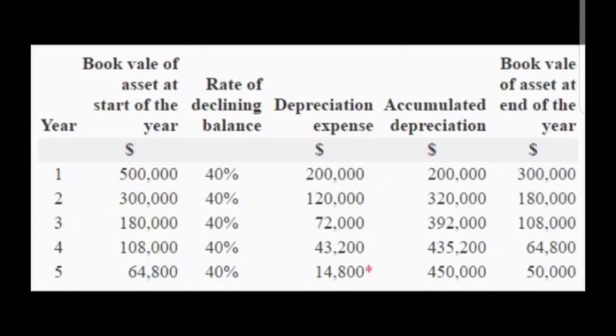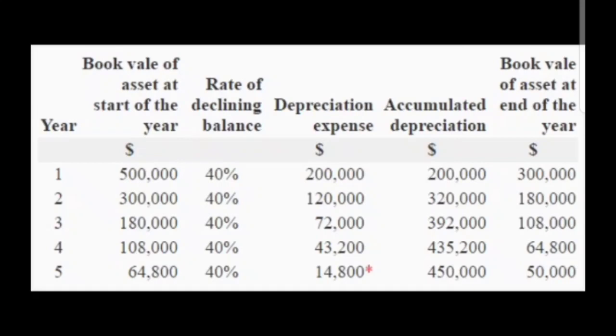So book value at the start is 500,000. As we have discussed before, depreciation is calculated at the end of the year. So at the start of year 1, there will be no accumulated depreciation to be deducted from the cost. Therefore, the cost shall be multiplied by the rate. For example, the asset is purchased for $500,000. Then it shall be multiplied by the rate of the declining balance method. Then we will get the depreciation at the end of year 1, 200,000.